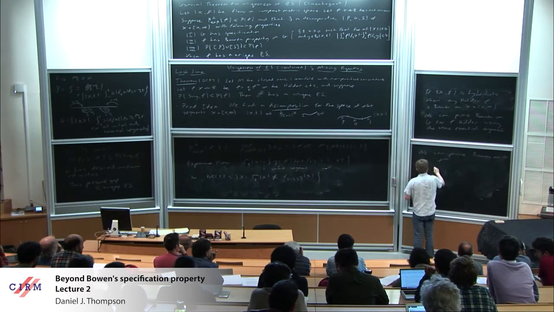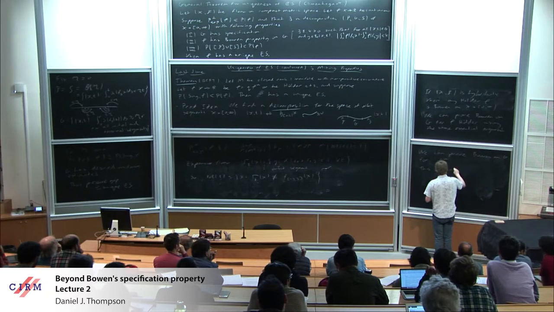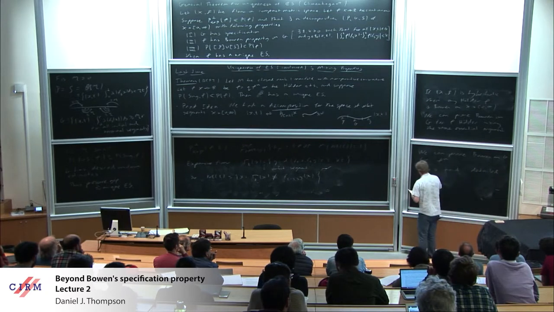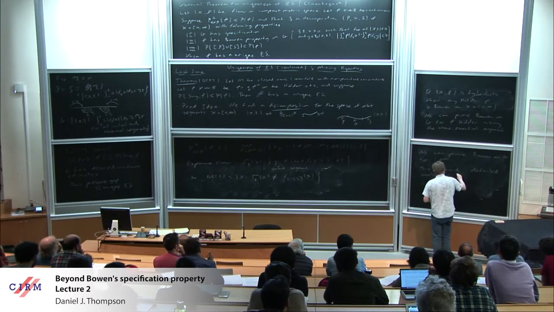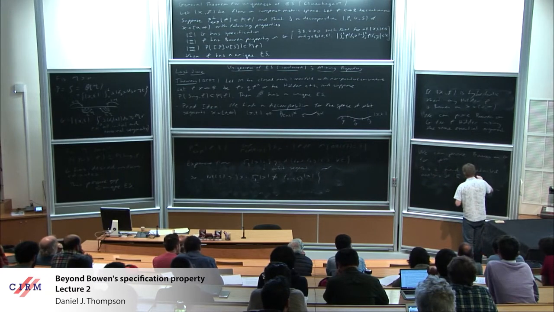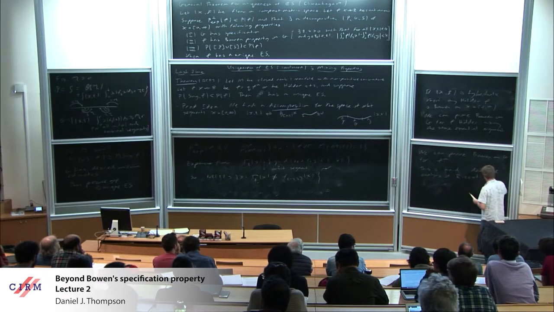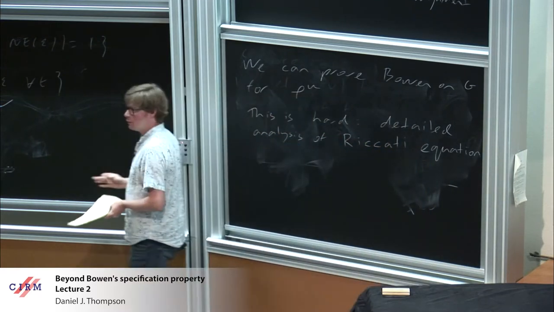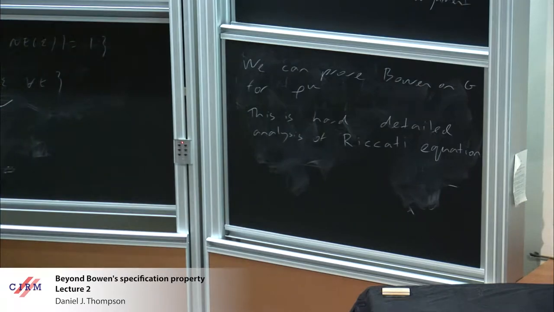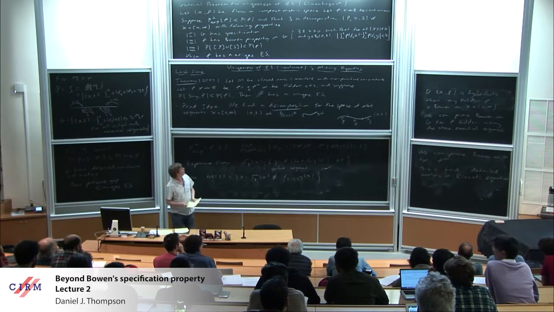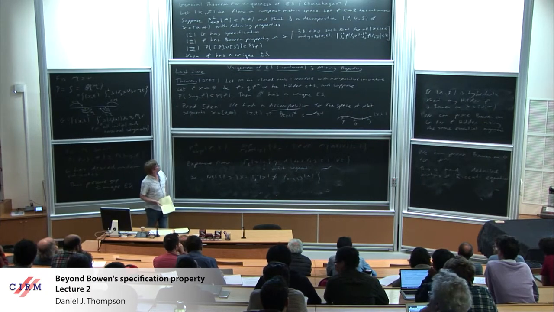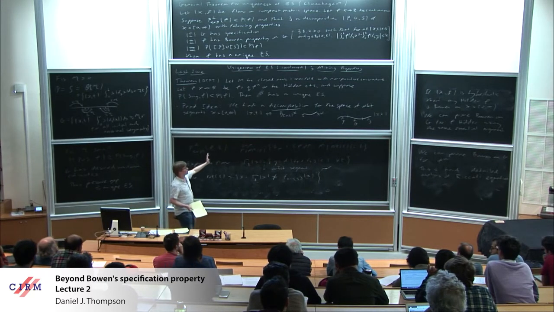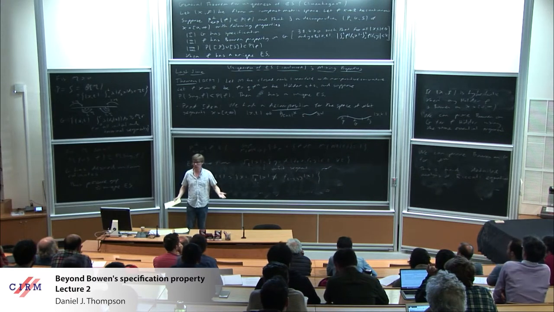I'm just going to say this is hard, and it requires a detailed analysis of the Riccati equation, which for Keith I'm going to spell correctly. And I will say no more about that. And that's how it works. Cool. So that's how we got BCFT. Okay, so I'm about to move on to the next thing, which is mixing properties. Does anyone have any questions about this so far?